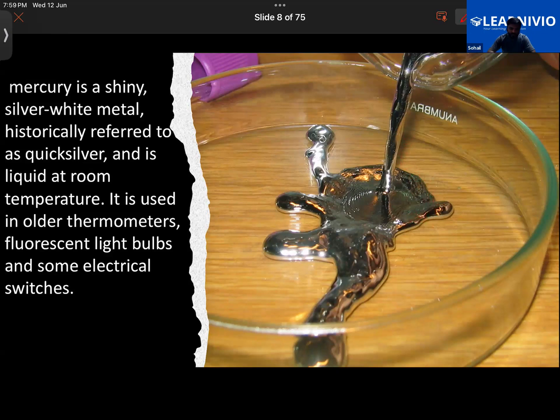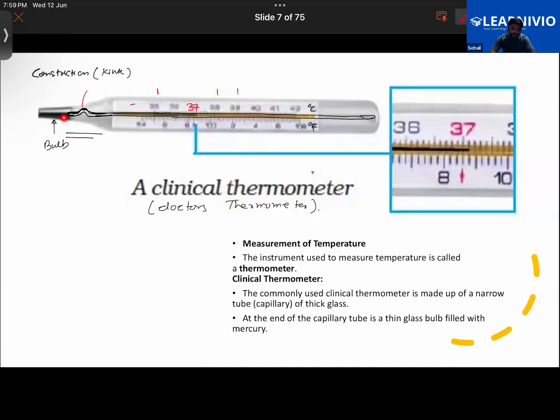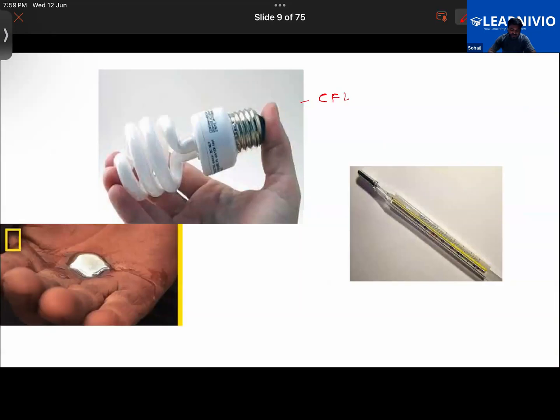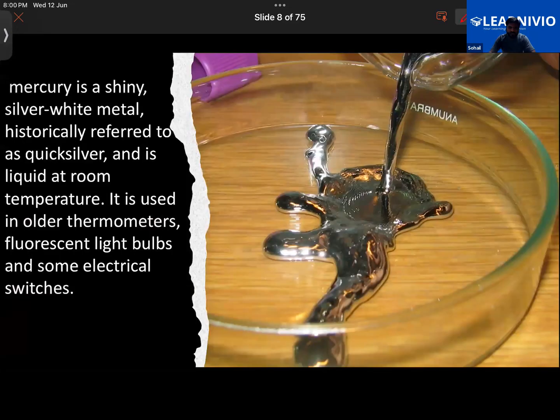Okay, now the mercury that is filled into this bulb is the same mercury that is used in compact fluorescent lamps also. Over here, you see this person that is holding this mercury.